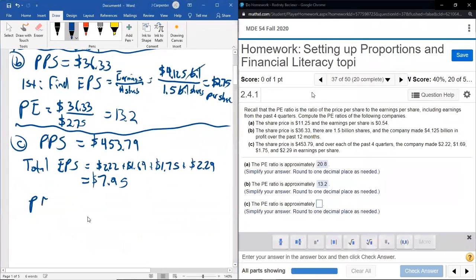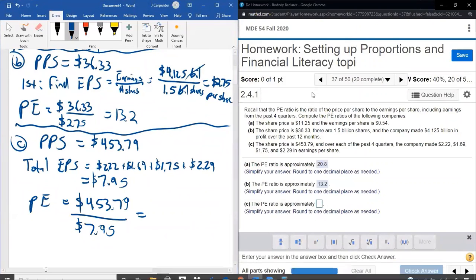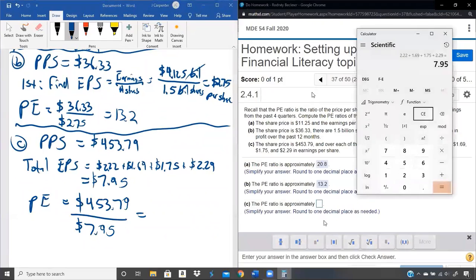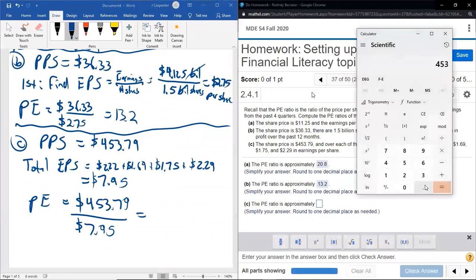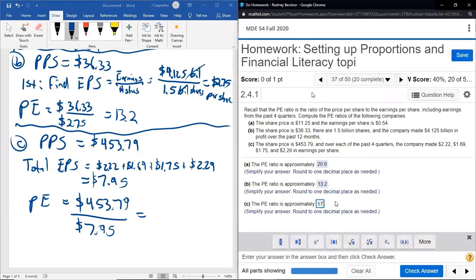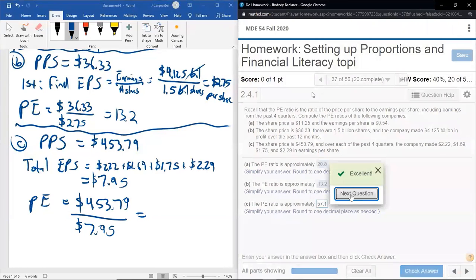The PE ratio is the ratio of price per share to earnings per share. Price per share was the $453.79 for the dollar amount. The earnings per share we calculated to be $7.95 per share. So let's divide those 2 values. 453.79 divided by 7.95. And we get 57.08, which would round to 57.1. Let's see if 57.1 is right. We got it.